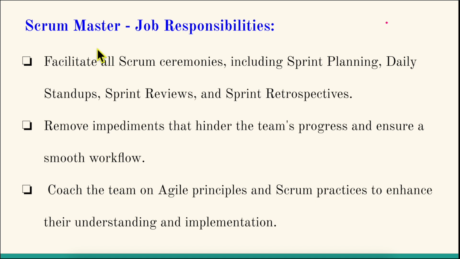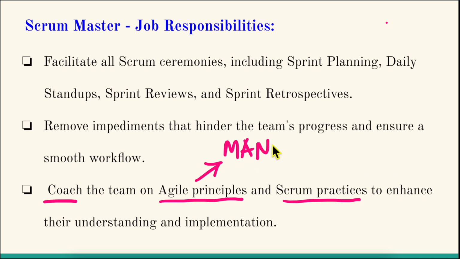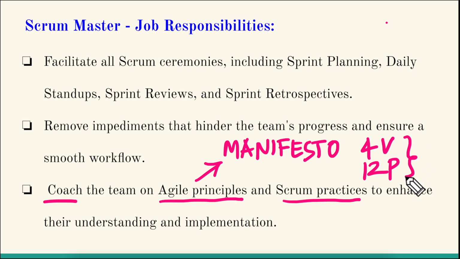The next one is, as a Scrum Master, you need to coach the team members on the agile principles and the Scrum practices. This is a very interesting one. When you talk about the agile principles, remember the manifesto. The Agile Manifesto describes the 4 values and the 12 principles that, as a team, when you call yourself Agile, you have to follow. So the principles and values become a very important part, and it is interesting to see that the company is expecting the Scrum Master to coach on the Scrum principles and values, as well as the Scrum practices that need to be there.